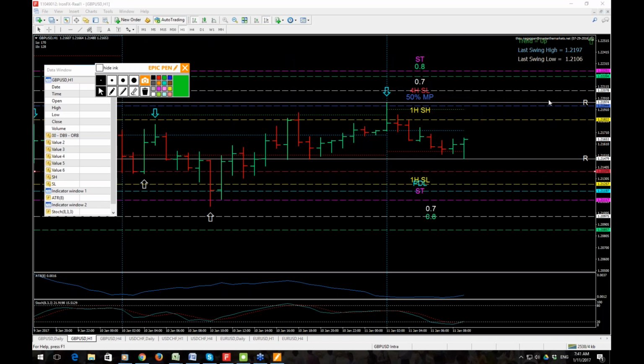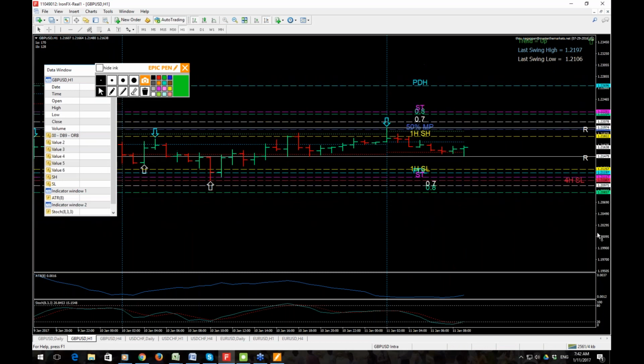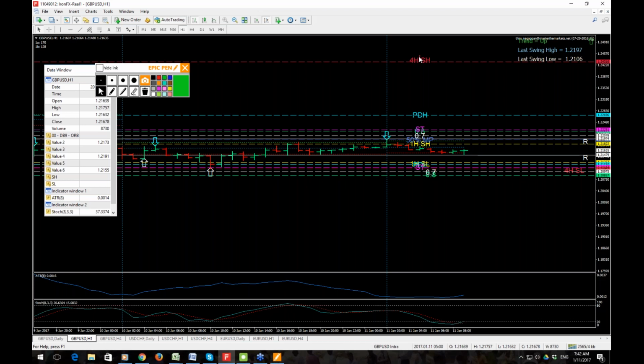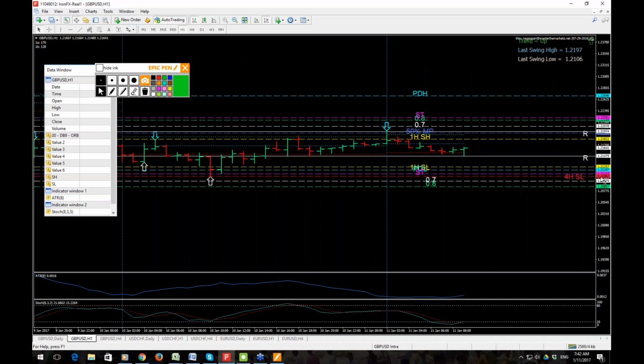Just need to move this out of the way so that I can see. Okay, great. Just going to move that over here. Just going to quickly check that was right. Yes, that's right. 2106, 4 hour swing low. That's the point over here, and the one at the top is our 4 hour swing high.